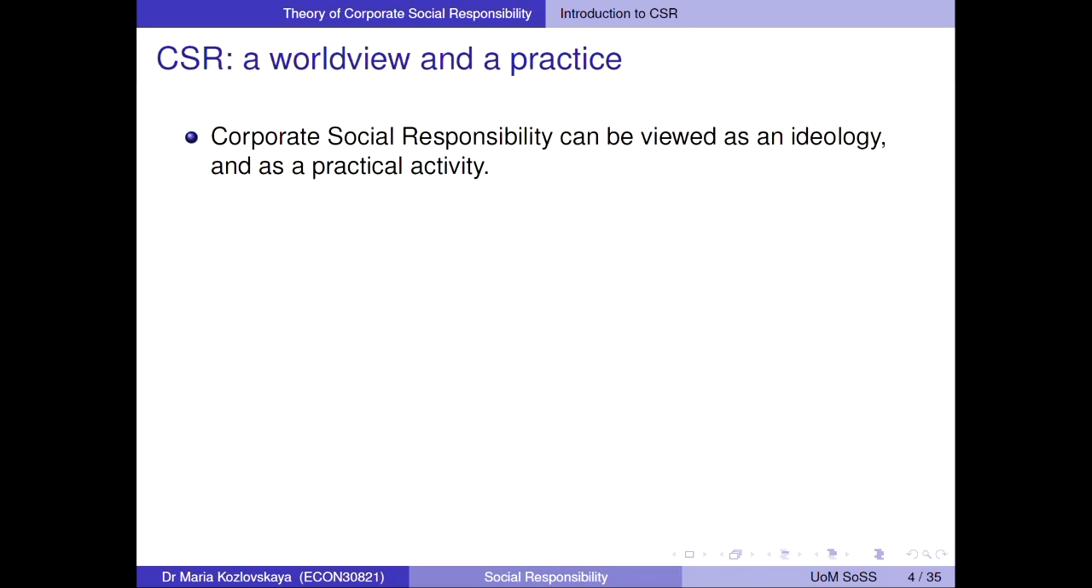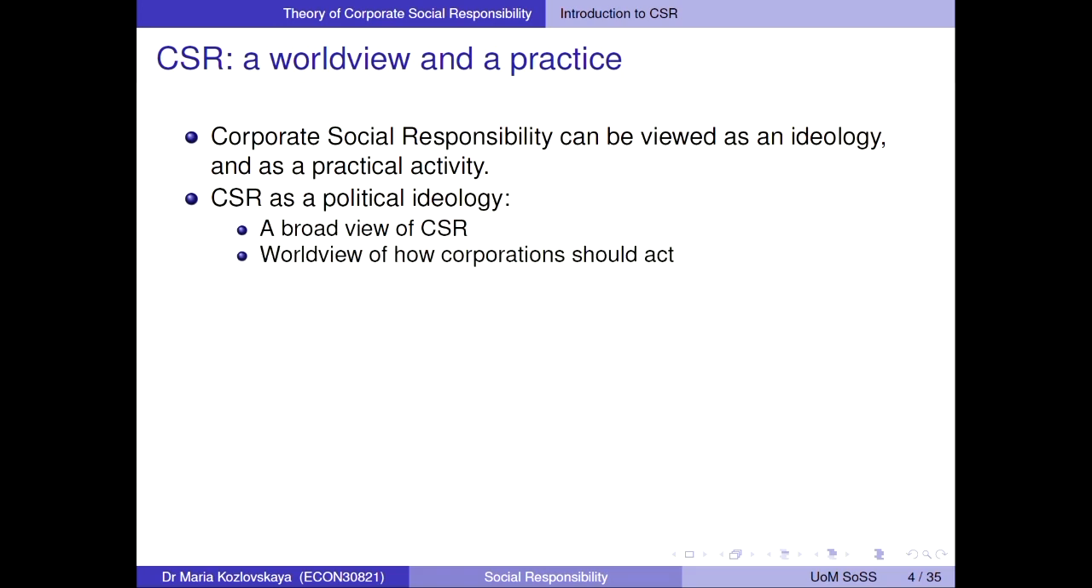So as I said, today the lecture will consider normative and positive perspectives. We can also separate these two perspectives in our definition of CSR, or our explanation of what CSR is. CSR can be viewed as a political ideology, which is the broadest view. So it's a worldview which prescribes how corporations should act. It's something which politicians, hopefully representing the society, think corporations should do. And as an ideology, it's used to control and legitimize business power.